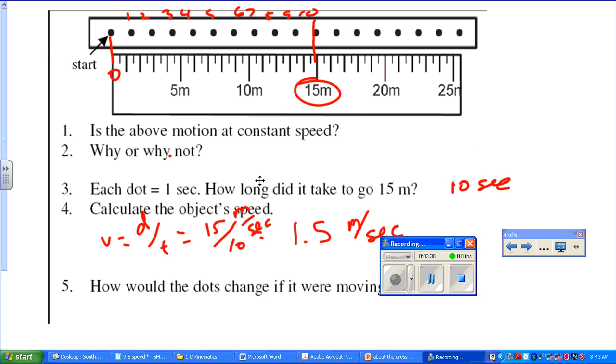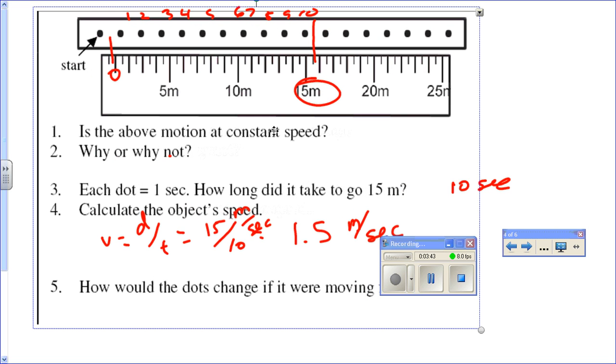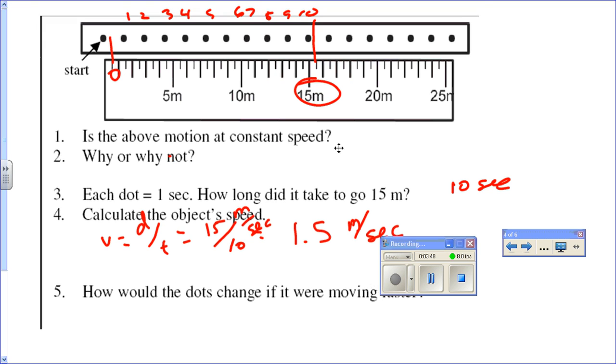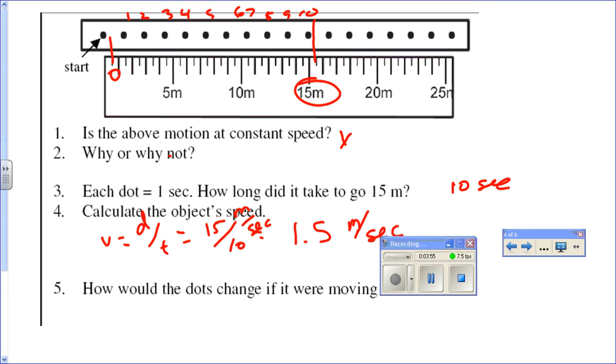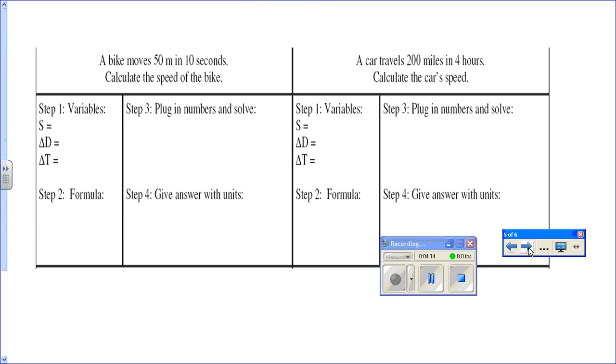And don't worry about the bottom question. Top question, is it a constant speed? And the answer is yes, because the dots are evenly spaced. That means it takes the same amount of time to cover the same distance each time you look at the distance between the dots. All right, let's look at some of the math you should have done.